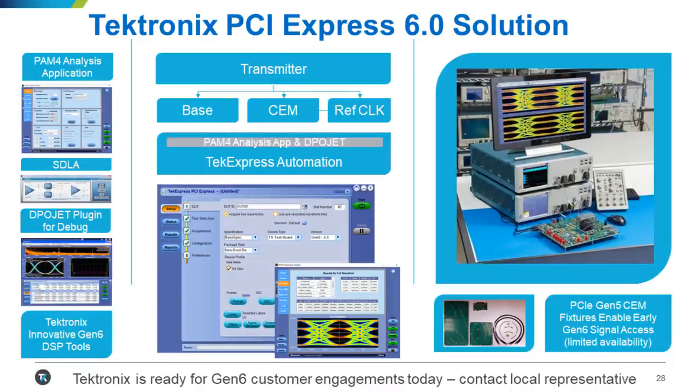But we have a host of analysis tools: SDLA, which looks at CDR, receiver equalization capabilities, embed, de-embed; DPOJET, which handles some of the measurements needed for Gen 6; and then the area of most focus here is the PAM4 analysis app, shown at the bottom there. That's where we've really introduced the SNDR, uncorrelated jitter, working on pulse width jitter, additional measurements coming soon.